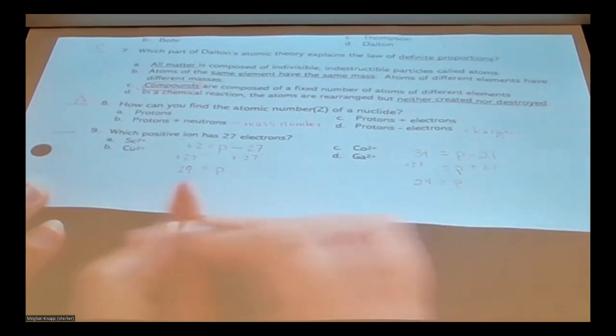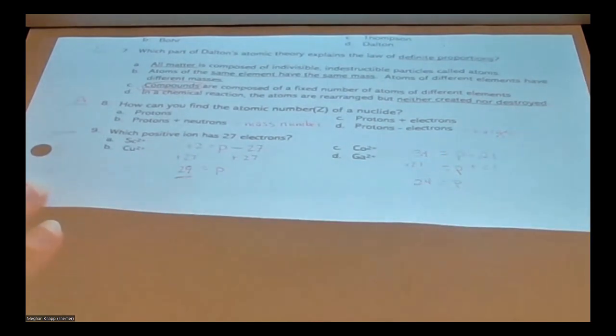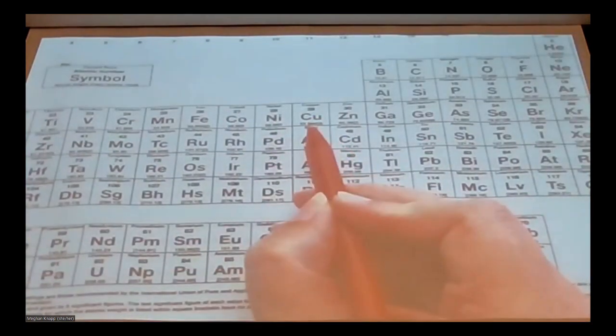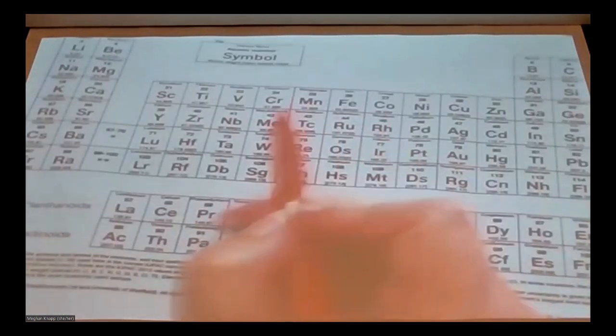Well, if I know that this is 29, how am I going to relate that to an element? Find the atomic number on the periodic table. Right. So I'm going to go to my periodic table and I'm going to say 29 is copper. And so that's the choice I picked. If, in the other class, their number was 24, then I would go to chromium.